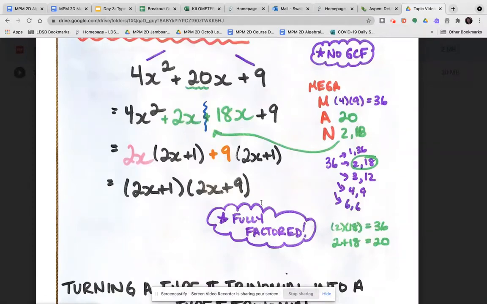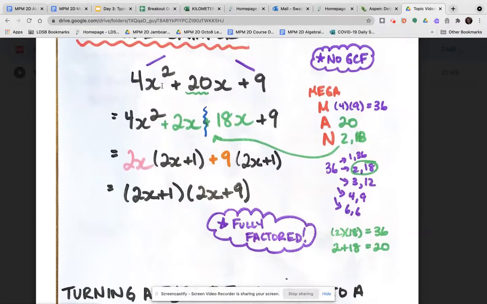And one of the things that's probably a good habit to get into is to always look at your final factors just to make sure there's no greatest common factors or anything that you missed. So when I look at 2x plus 1, that's broken down as far as it can go. There's nothing else that I can pull out of it. And that's the same with 2x plus 9. There's no greatest common factor or anything else I can do to factor that further. So we call this a fully factored form of 4x squared plus 20x plus 9.